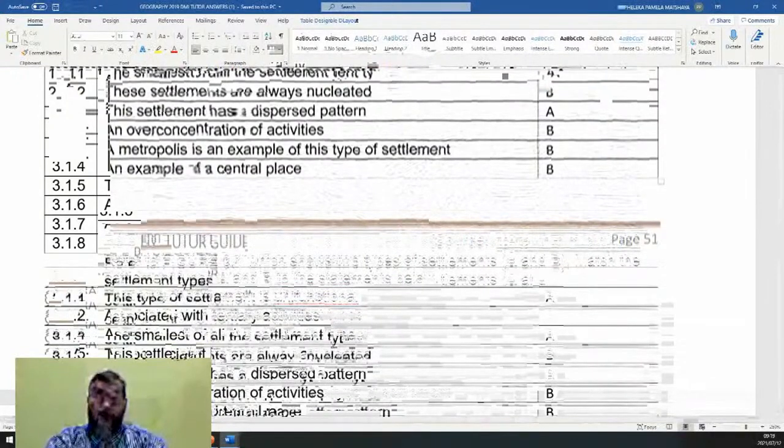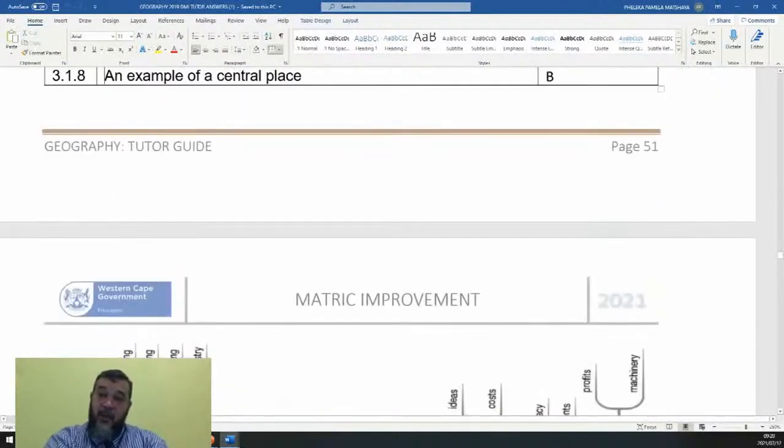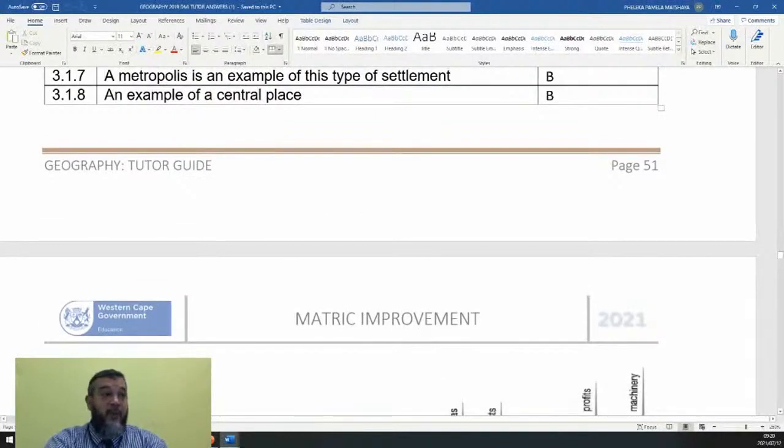An overconcentration of activities, that's B. A metropolis is an example of this type of settlement. It would be B. And then an example of a central place. I did not get to central place towns yet. We're going to get to that afterwards. But we know that it is B. Remember, your central place town is an urban settlement, like a town, it's urban, within a rural environment. Okay, but it is still urban.